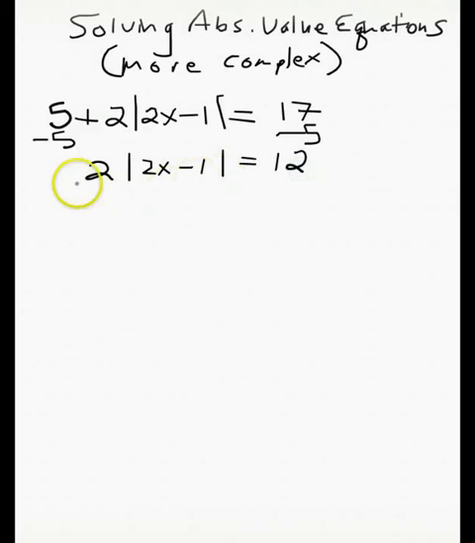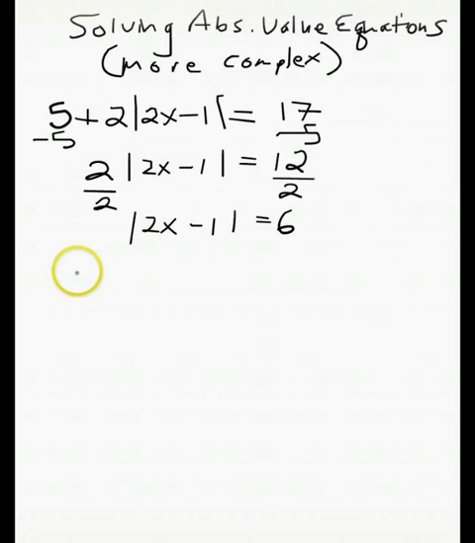Rather than just trying to distribute this in, we're going to get rid of it by doing the opposite operation. Since this is attached by multiplication, we're going to use division, and again, whatever I do to one side, I do to the other. Now I have the absolute value of 2x minus 1 is equal to 6. This equation looks a lot like the one you just saw in the other video. Now we'll split it up into 2 pieces.